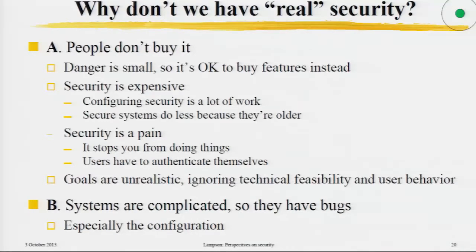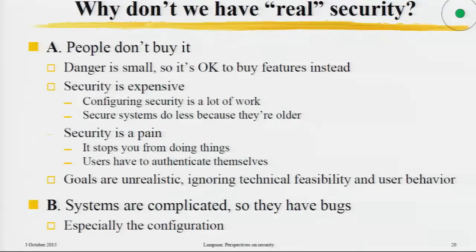So just to wrap up, now we're back in geosynchronous orbit. Why don't we have real security? Well, the fundamental reason is people don't buy it. The danger is not that big, in spite of what you read in the paper, so it's okay to buy features instead. Security is expensive, configuring it is hard, and the secure systems have less functionality and worse performance. And security is a pain, because the basic job of security is to stop you from doing things. People don't want to be stopped from doing things. And the goals are not realistic. They ignore both technical feasibility and the realities of user behavior.